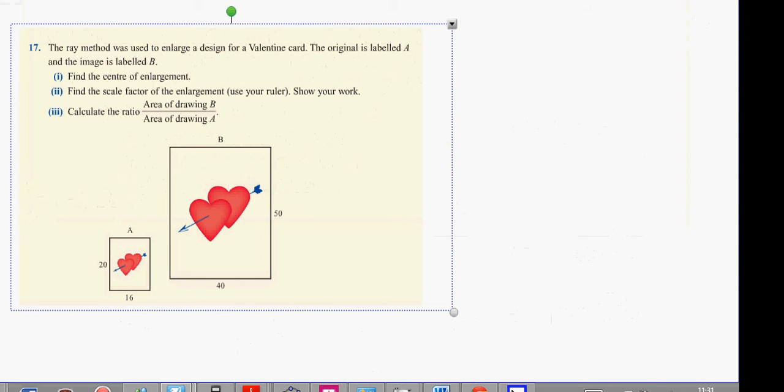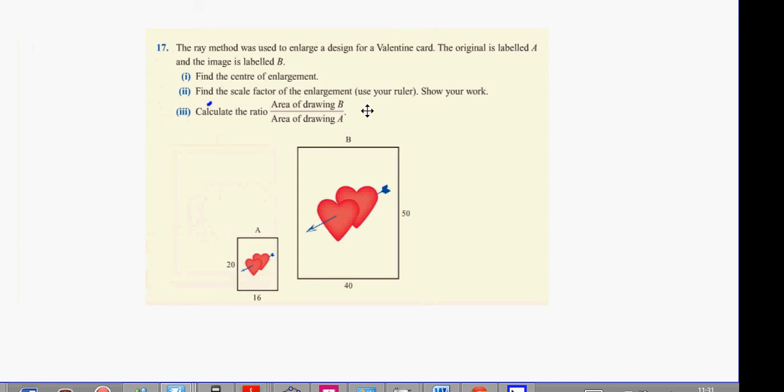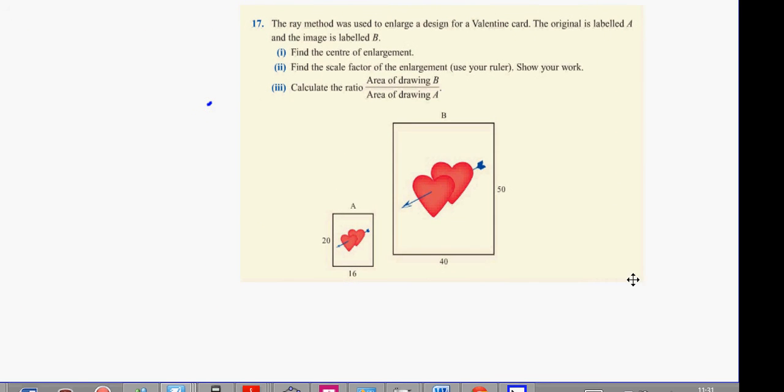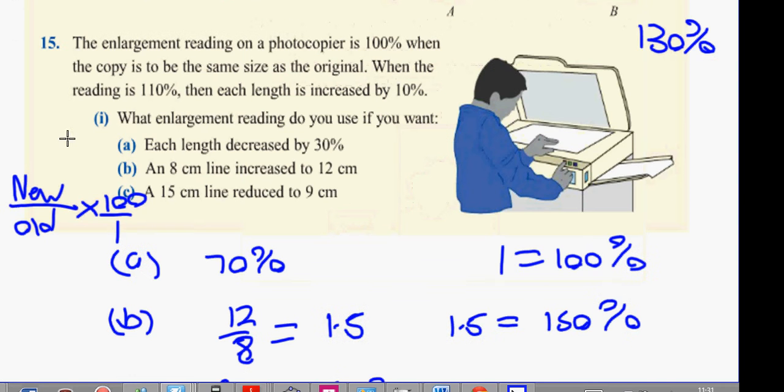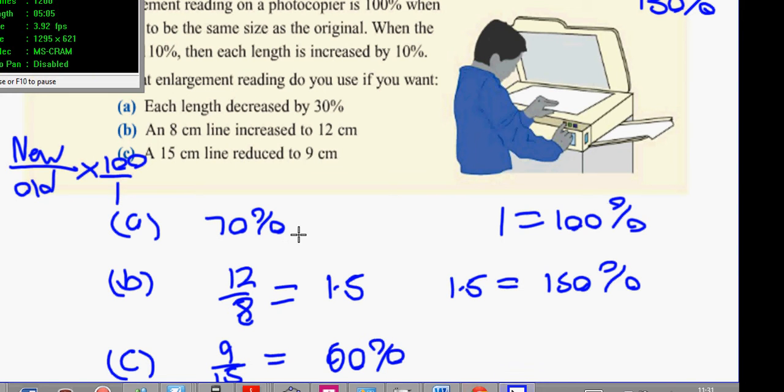Okay. The Ray method was used to design a large Valentine's card. The original is labelled A and the image is labelled B. Find the centre of enlargement. Okay guys, to find the centre of enlargement, it's very easy. There's more on 15. Part 2, 3, 4, and 5. ABC? No, on the next page. On the next page, okay.